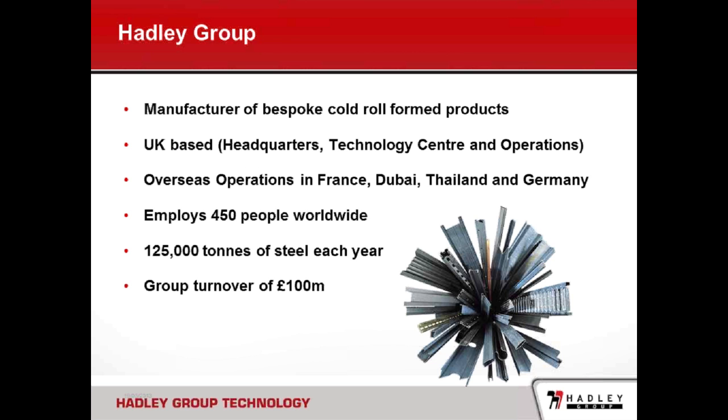So the Hadley Group are a manufacturer of cold roll form products. Now we develop and manufacture tooling for bespoke sections based in the UK. We also have operations in France, Dubai, Thailand and Germany. The company is a relatively large size, employs around 400, 450 people, processing about 125,000 tonnes of steel each year. And we're currently running with a turnover of around £100 million.